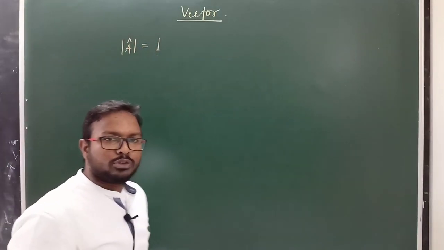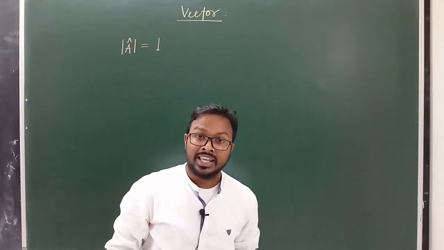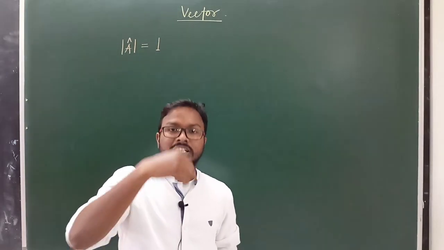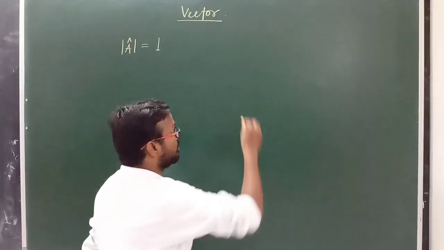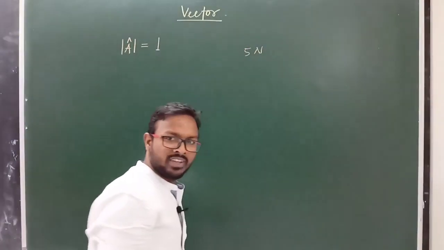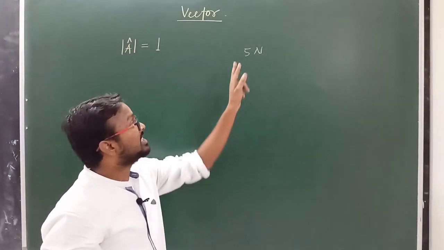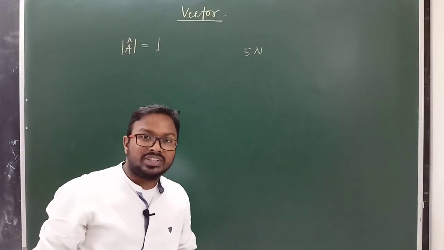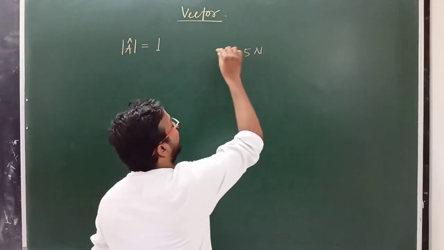And what is the most important significance of a unit vector? If you multiply a unit vector with a magnitude, suppose there is a quantity equal to 5 Newton, this is not a vector. If you multiply it with a direction and magnitude, then we get a vector here.